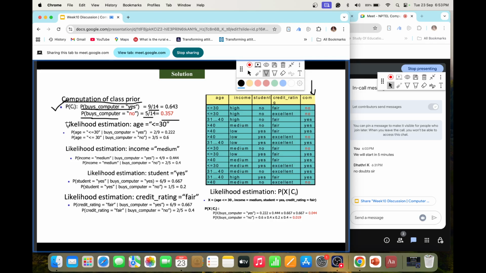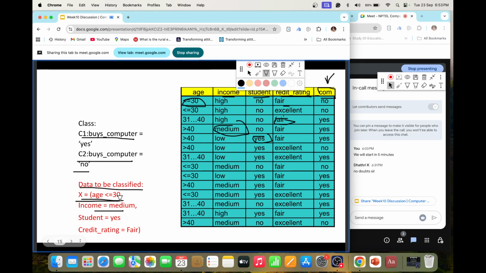Now the second thing, we have to compute the likelihood. Calculating the likelihood is nothing but P(X|Ci), that is the data given whether the person will buy a computer or not buy a computer. We have to calculate the likelihood for all four columns. As given in the question, we have to compute for age less than or equal to 30, income equals medium, student equals yes, and credit rating equals fair. So for these four columns we have to calculate the likelihood.